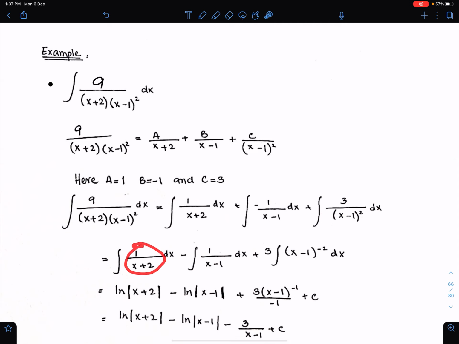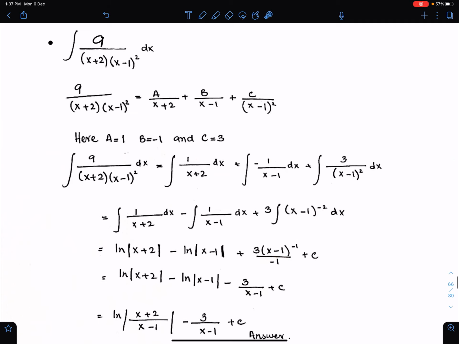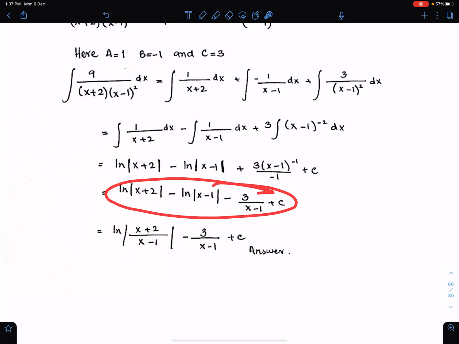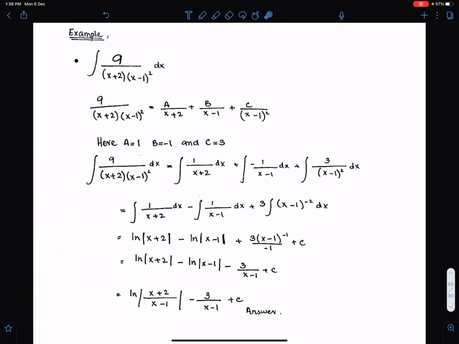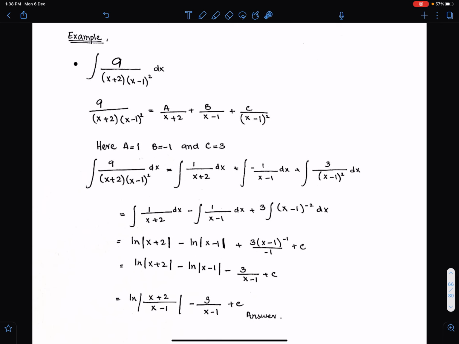So the integral of this is ln x plus 2 according to basic formula 2. And the integral of this is ln x minus 1. And we can simply integrate this by adding 1 in power and dividing function by the resultant power. Hence, this is the simplified form. You can express these two logs as a single log by using quotient law here. This is the most simplified form. So this is the way to integrate simple partial fraction questions.